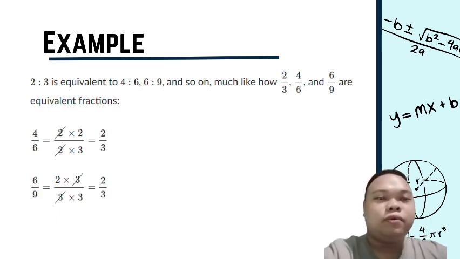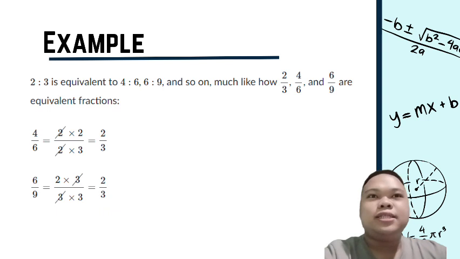4 over 6 is equivalent to 2 over 3. This is because the GCF of 4 and 6 is 2, so we cross them out and we'll be left with 2 thirds. Next, we have 6 over 9, which is equal to 2 thirds, an equivalent ratio to the 4 over 6. This is because the GCF of 6 and 9 is 3, so you will be left with 2 thirds.